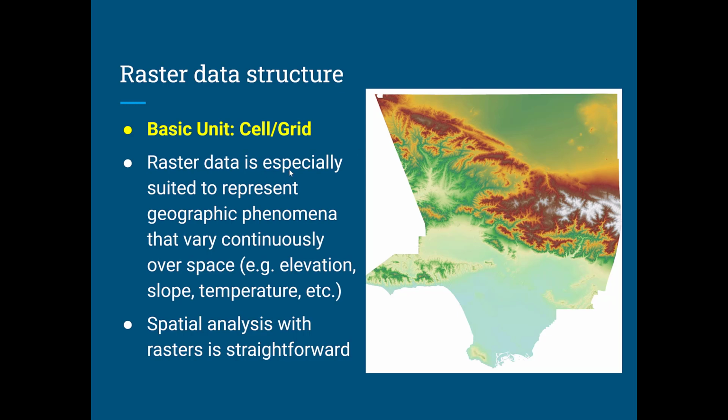Raster data is especially suited to represent geographic phenomena that vary continuously over space. So when you download raster data layers, you will see raster layers for elevation, slope, temperature, and so on. Raster is very good for spatial analysis, because when we do overlay, for example, we simply combine the values in the corresponding cells that correspond to the same location on the Earth surface.